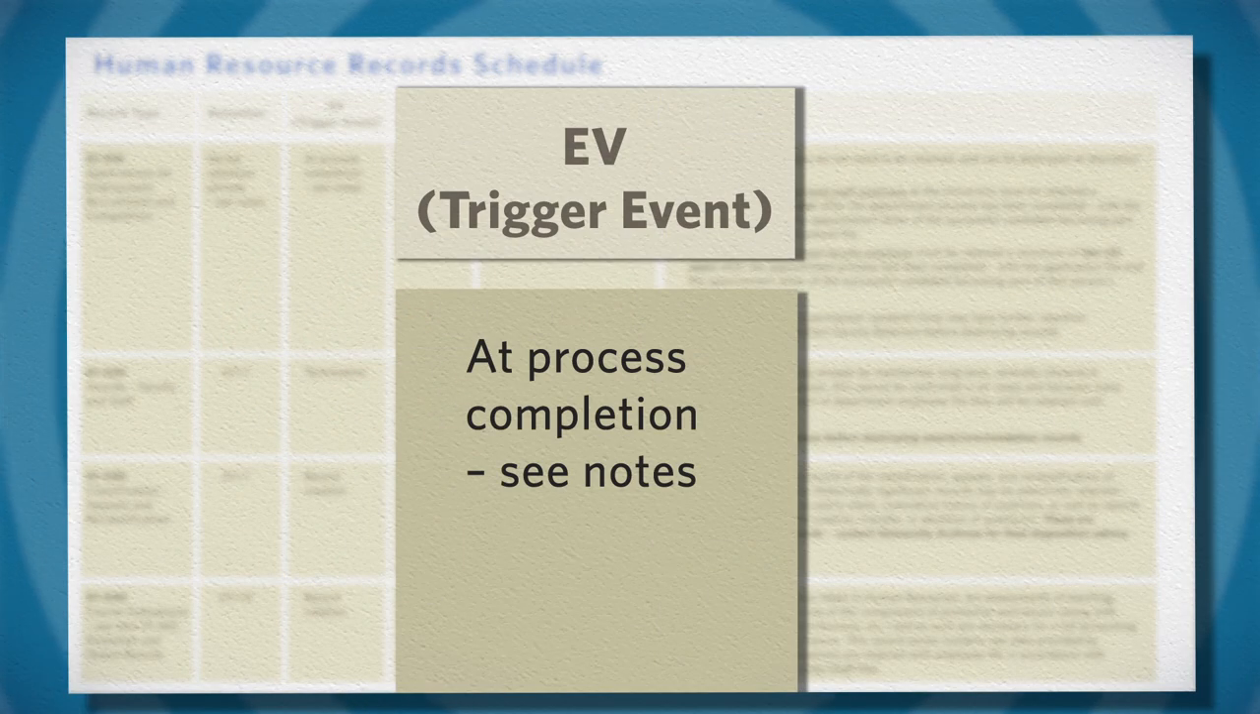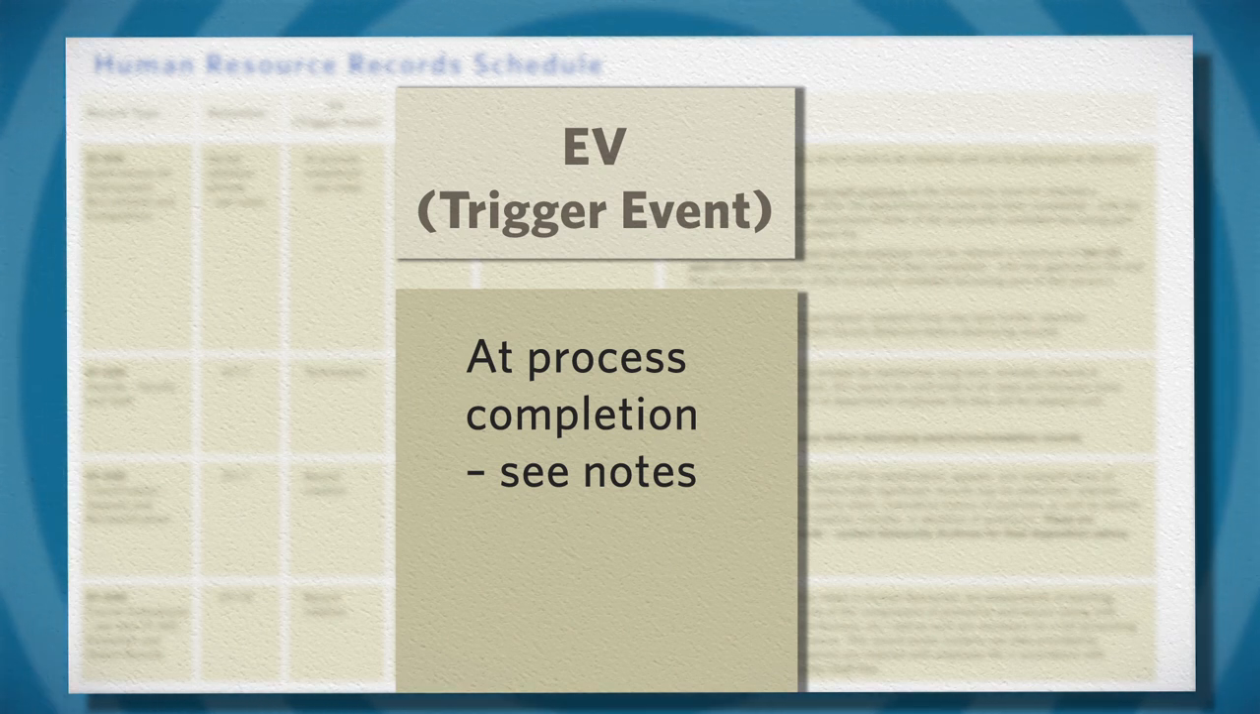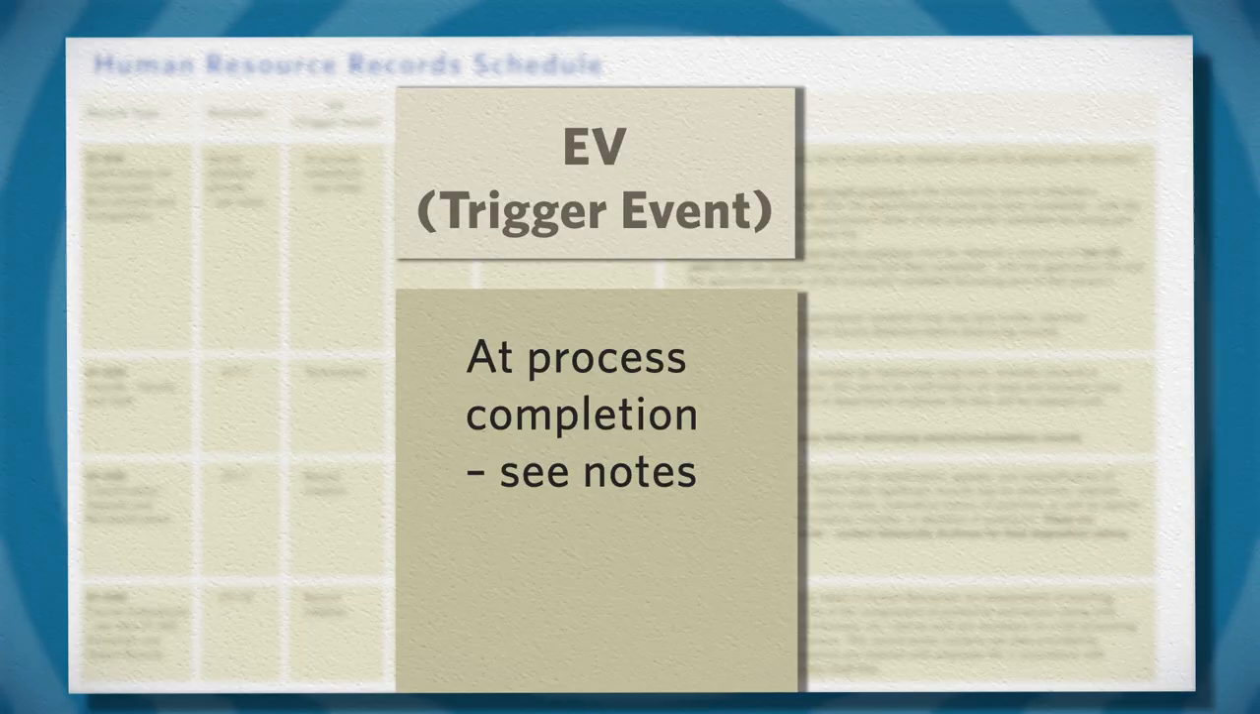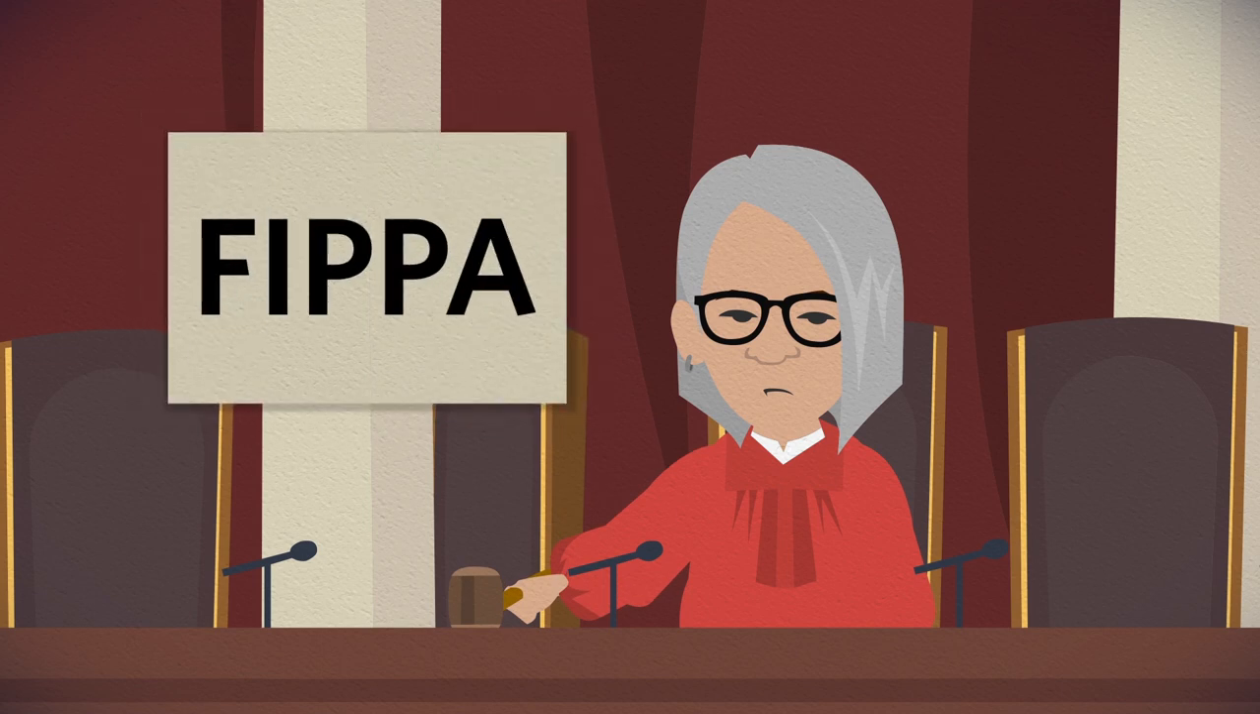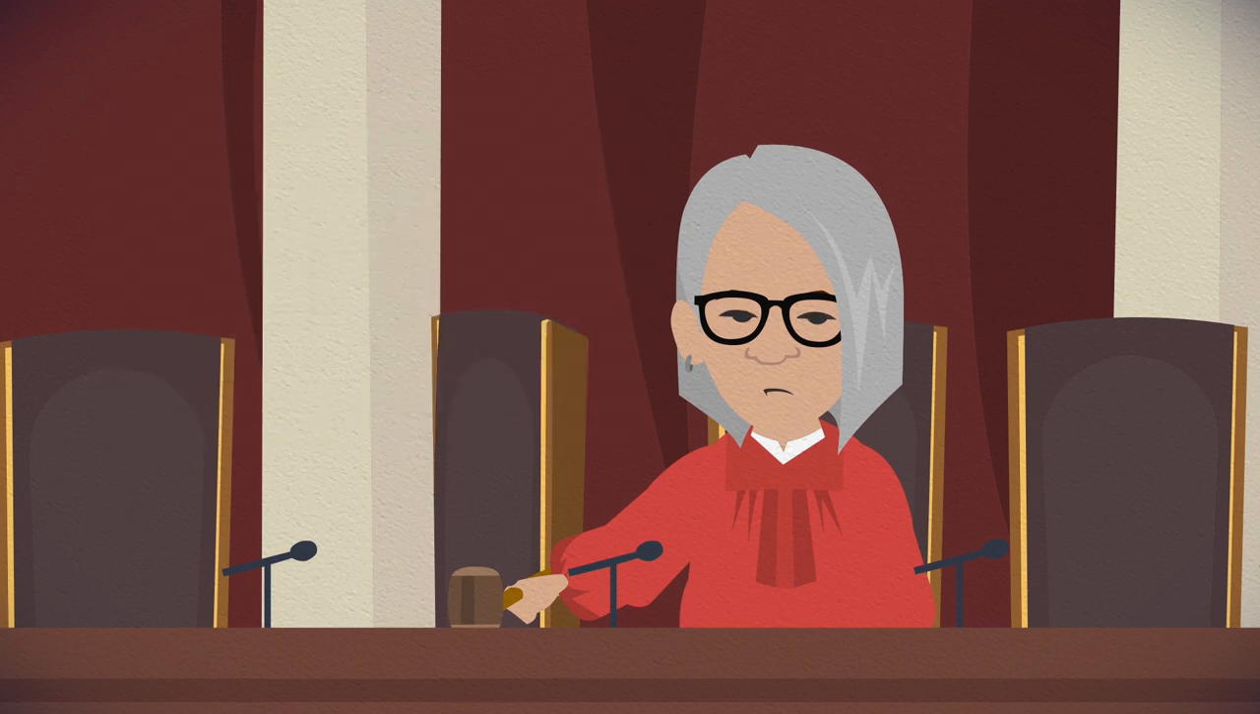In this example of an employment competition, the trigger is the date the competition is complete and the successful candidate has accepted the position. For the unsuccessful candidates, their application package must be retained for at least a further year to be in compliance with the Freedom of Information and Protection of Privacy Act. If those records are requested within that year, then by law, they must be available.